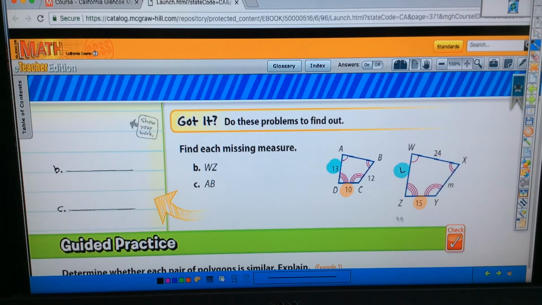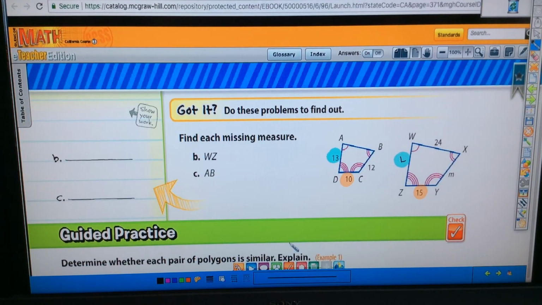Okay, so just like before, remember you're going to start with the dilated image. Well, you know what, in this case, we're going to write two ratios. So it really doesn't matter what you put up top and what you put down below. What matters is that you have like across from like. So I'm going to put 13 in the numerator. I'm going to put 10 in the denominator. Is equal to, okay, what's like with 13? Well, L, our unknown length. What corresponds with 10? 15.